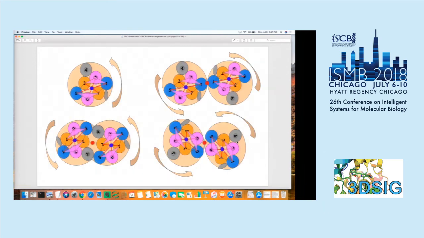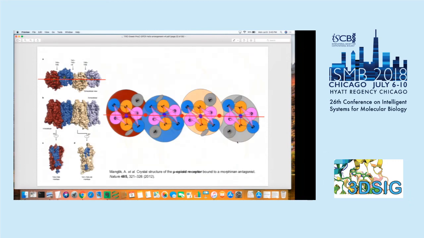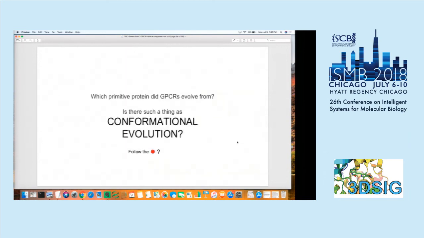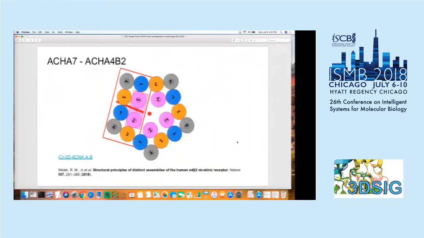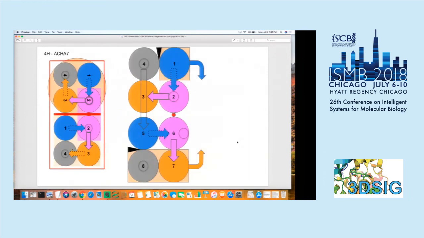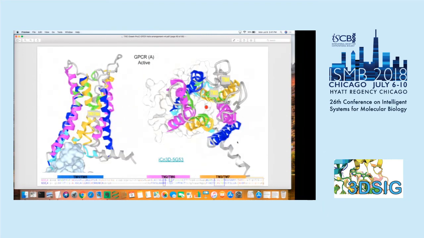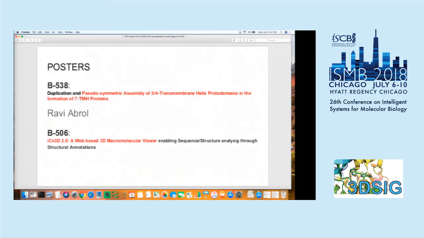And since I don't have much more time, I will not be able to go into venturing into conformational evolution, but we have actually a poster that will talk to you about different parts of the evolutionary relations between the ligand binding part and the G protein binding part, and also many things about a model that we might have that would be an asymmetric swap between four transmembrane helical proteins that would actually eventually be a precursor of GPCRs.